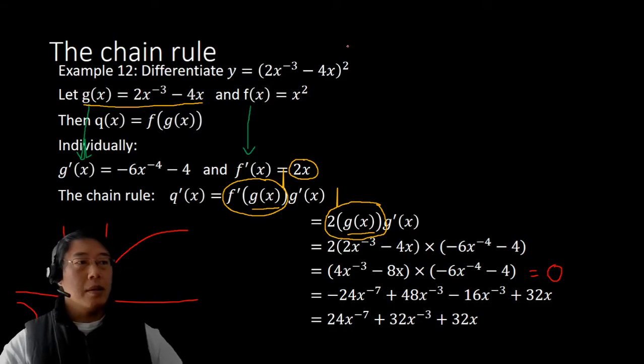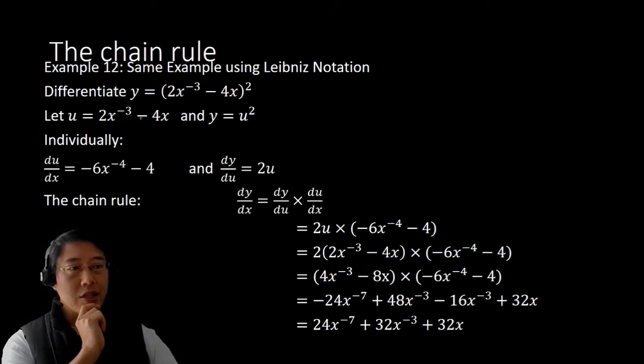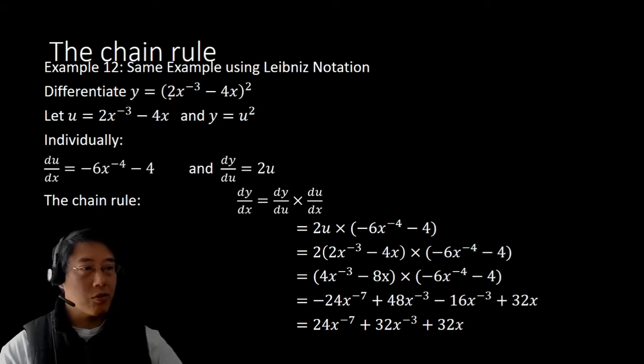Okay. So using the same function, you have your first function inside the square. That's what we're going to call u. Okay, so this bit inside, we're going to call it u.